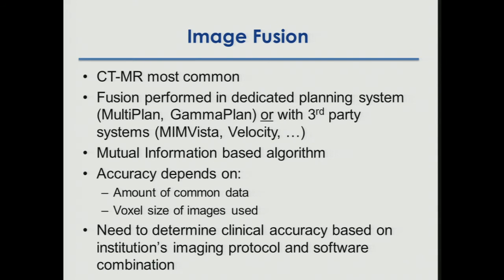Image fusion: there is an upcoming task group led by Christy Brock. We used to do rigid registration in the brain, and that's very, very accurate. You can see numbers of 0.2 to 0.4 millimeters. We can do fusions performed in dedicated planning systems or with third-party systems. We have mutual information-based algorithms, but the accuracy depends on the amount of common data we use and the voxel size of the images used. What the actual accuracy of your fusion is really depends on both the imaging protocol that you at your institution are using and what combination of software you're using.